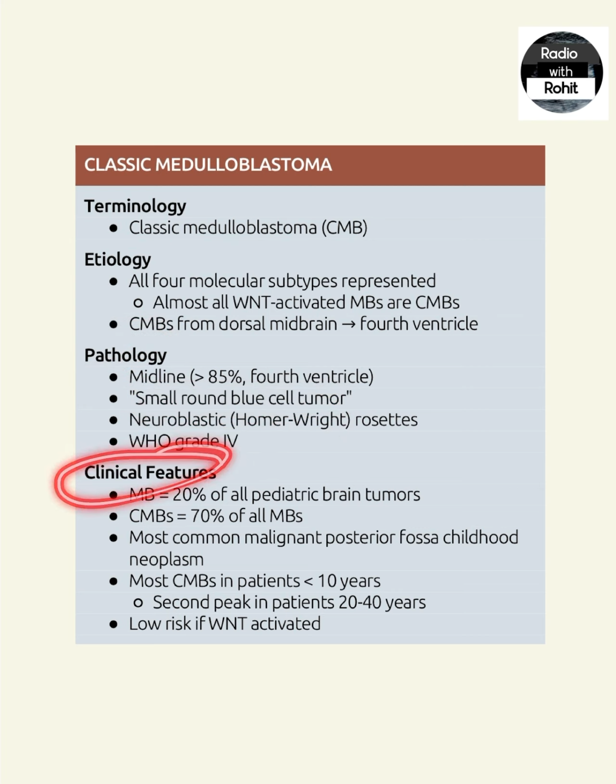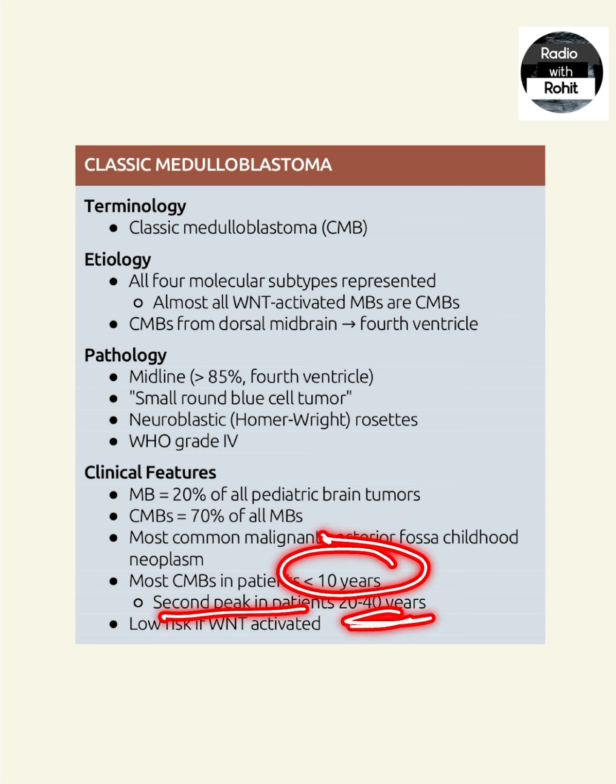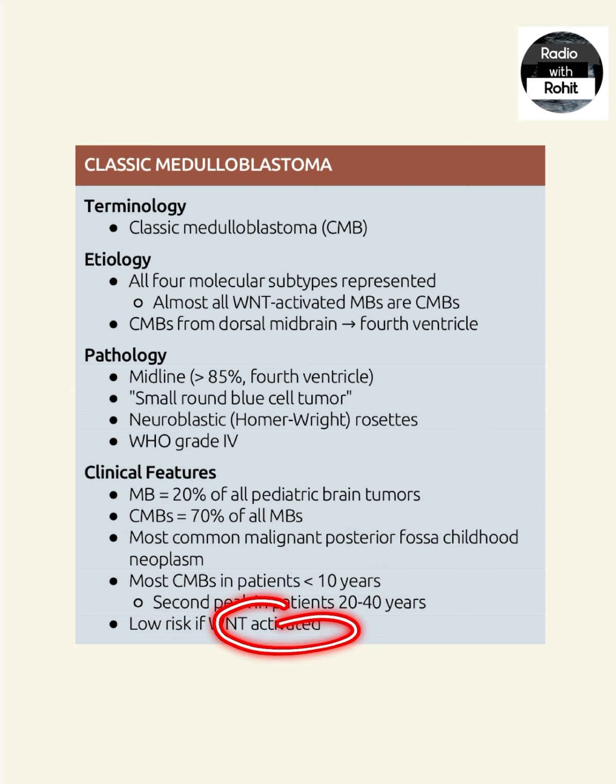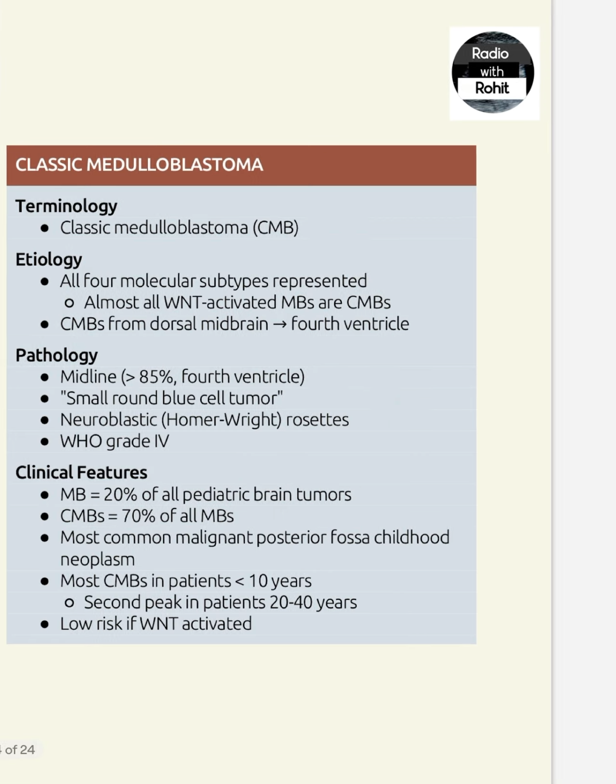Those clinical features: of all pediatric brain tumors, 20% are medulloblastoma, and among them 70% are classical medulloblastoma. The most common malignant posterior fossa childhood neoplasm is medulloblastoma, and most classical medulloblastoma occurs in patients less than 10 years old. So this is a pediatric age group tumor. A second peak can come between 20 to 40 years of age. Low risk if WNT activated medulloblastoma is there.